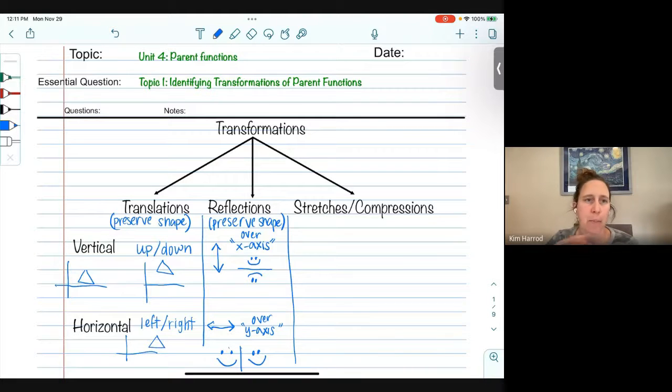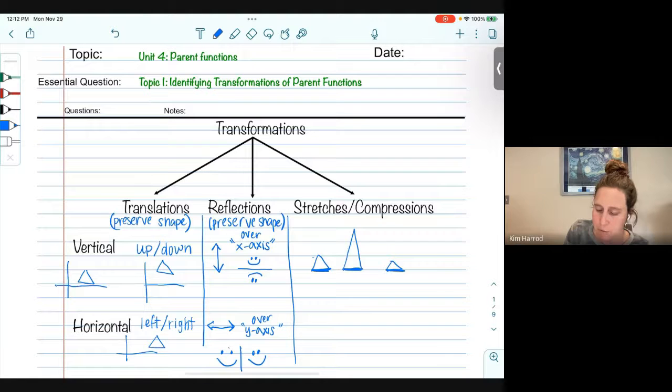Where things get a little bit more interesting is when it comes to stretches and compressions. So again, stretches and compressions can happen in the vertical direction. If we go back to our triangle, we can either stretch out that triangle or we can compress it. And then that would be in the vertical direction. So you'll notice on all of those, the base size remained the same, but what changed was the height.